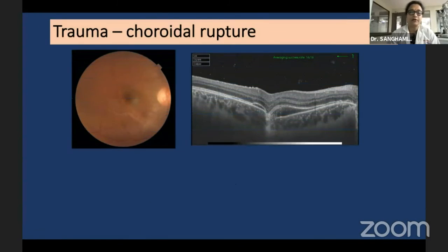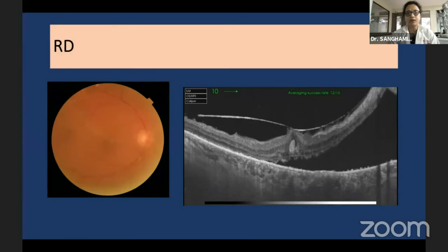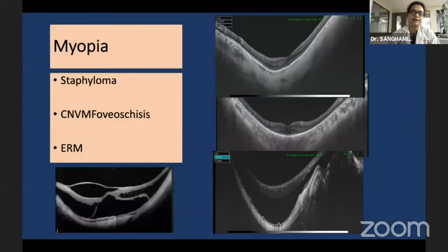In trauma, it helps us to tell the choroidal rupture, whether it's passing through the center of the macula or sparing the macula. RD, obviously, it can show. In case of a BRAO or CRAO, there is inner retinal layer thickening and hyperreflectivity. As Dr. Rao has correctly pointed out, later in the disease process, there is thinning of the inner retinal layer. So this helps us in quantifying how much thinning can be seen in the later part.